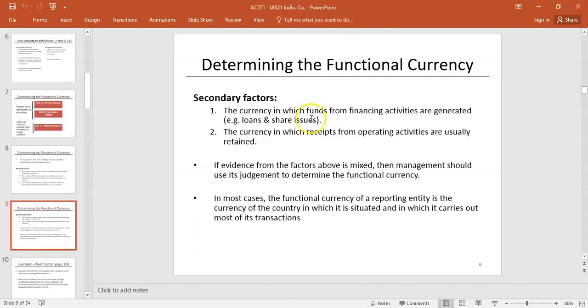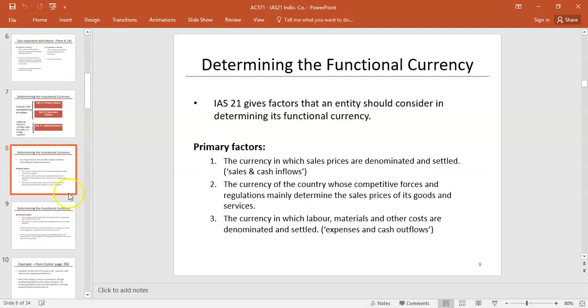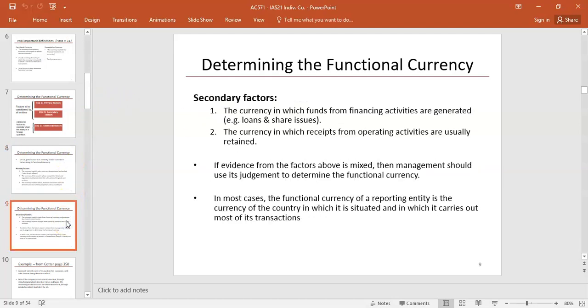Some other secondary factors then would be where the funding is from. So where is it getting its financing activities, or where the currency is usually kept? So where do you actually retain it? Where is the money on deposit? If it's uncertain with the primary factors, then you might go to secondary factors.